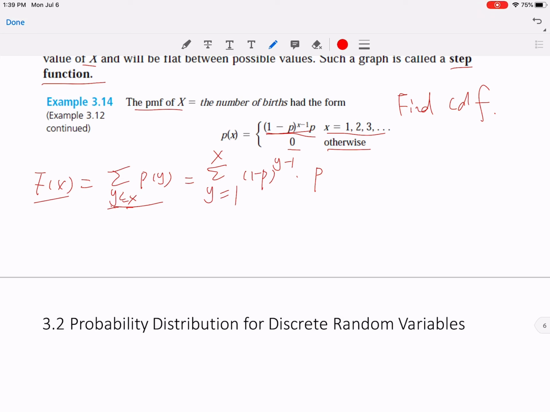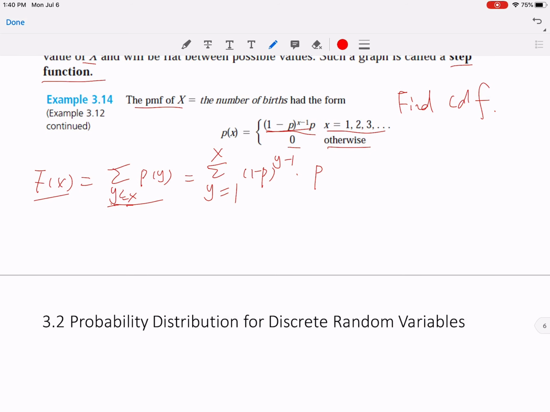So y could be any number between 1 and x, and the power is always just y minus 1, whatever the value of y is. And then we just need to take a look at what the summation of this geometric series looks like. So we know that since the value of y doesn't matter with the p here, we can factor it out of the summation.